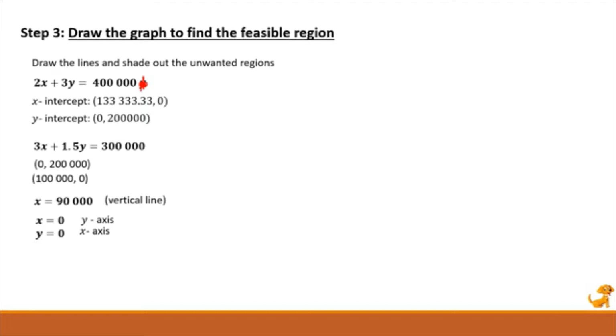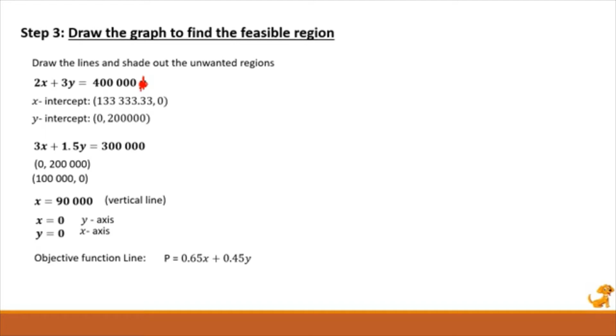And with all these lines, I will do some shading. Why do I do that? Because they come from inequalities. The equal to signs, I didn't have them originally. I put them there so that I could have a straight line. So I had inequalities here, and I changed them, and that is why after I draw the line, I need to shade out the unwanted region.